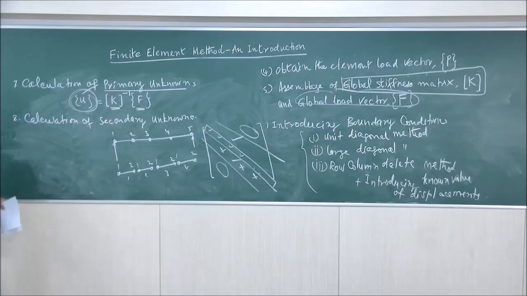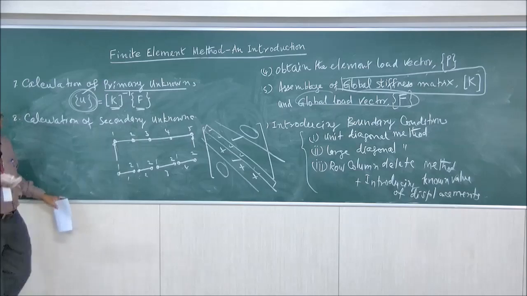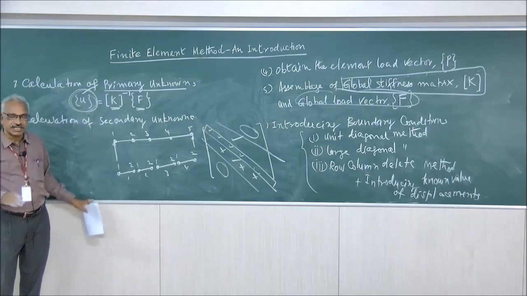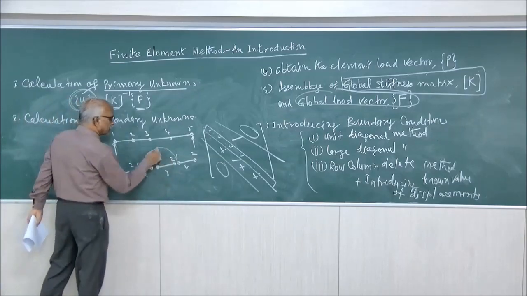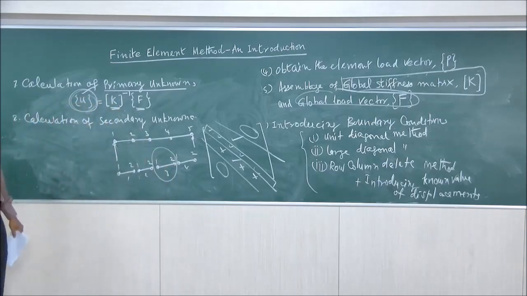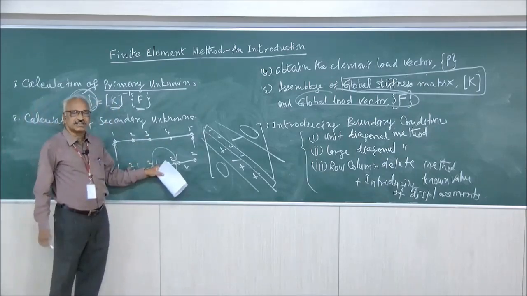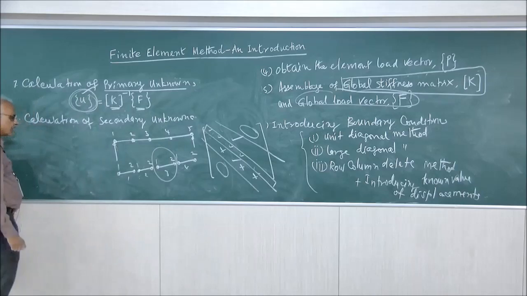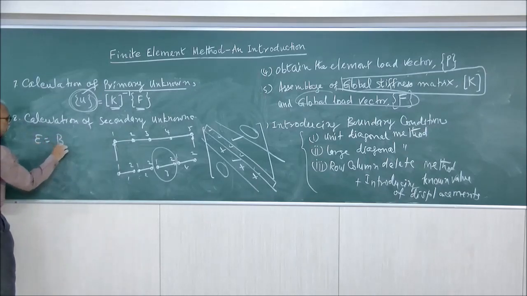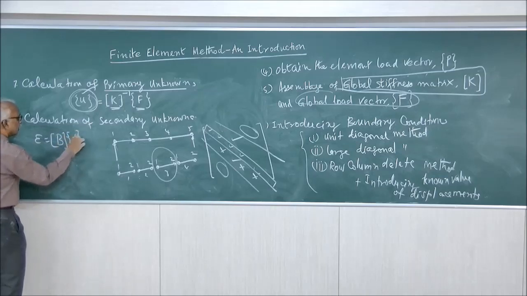Now, for calculation of secondary unknowns, again we are going back to elements. From elements, we have gone to the structure, and up to the primary displacements we have concentrated. Now we are going back to the elements. Suppose you want to analyze element number 3. You know the stiffness matrix for element number 3 already, which we got in the third step. Now we have to find out the strain. Strain epsilon is equal to B into delta.